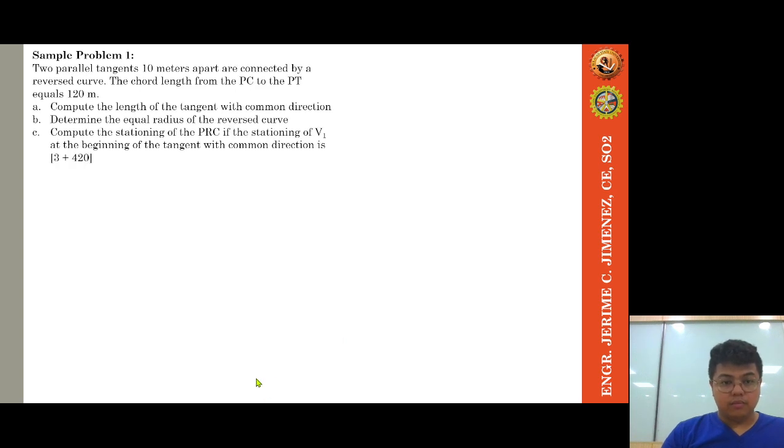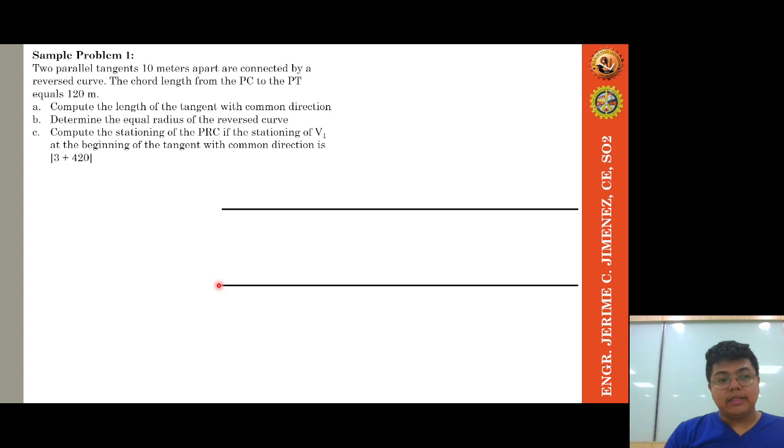Okay? So, let's proceed in plotting problem number 1. So, let's first draw the two parallel tangents. Ang sabi dito sa problem, these two parallel tangents are 10 meters apart. So, our P distance is equal to 10 meters. Let's connect these two parallel tangents with the common tangent. Pakita lang natin yung vertices niya. And the position of the PRC.